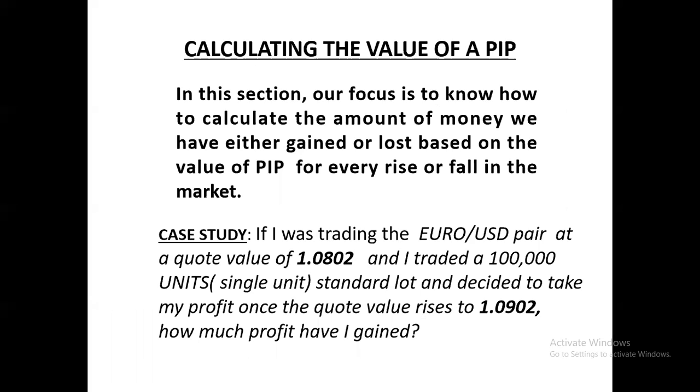How do we calculate the value of a pip? In this section, our focus is to know how to calculate the amount of money we have either gained or lost based on the value of a pip for every rise or fall in the market. Let's look at a case study. If I was trading the euro versus dollar pair at a quote value of 1.080, and I traded 100,000 units, which is a single standard lot. Now, let me go back to that table of the lot sizes and show you something.